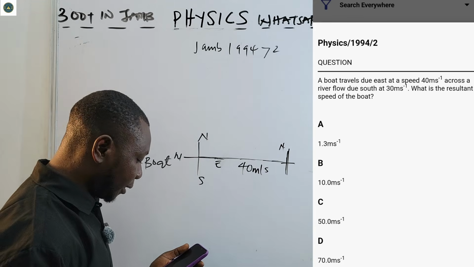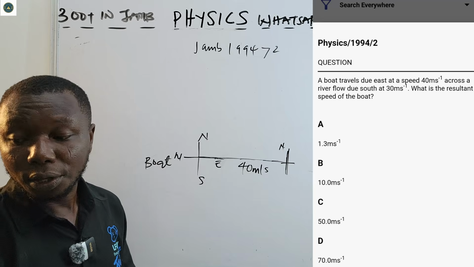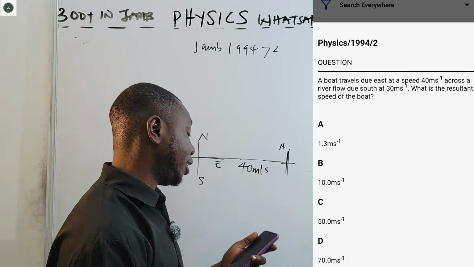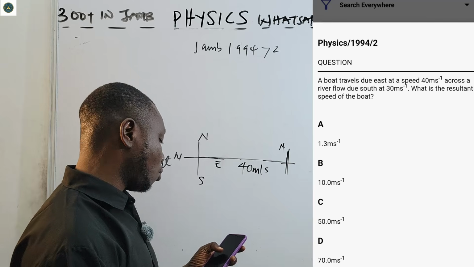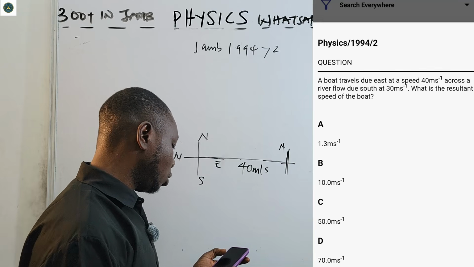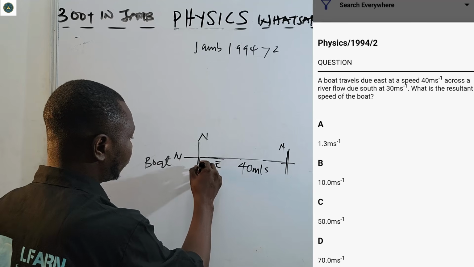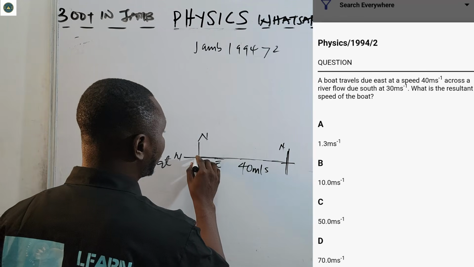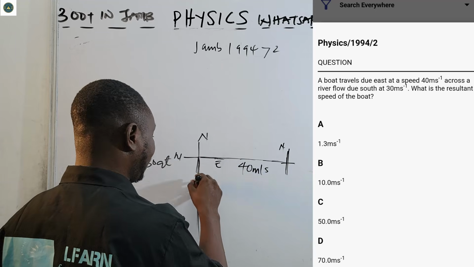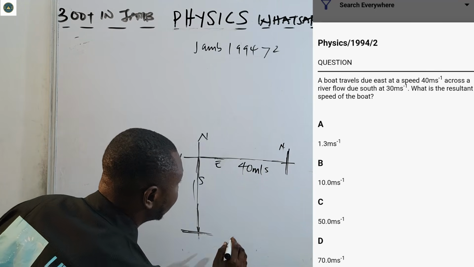Now, the question says, a boat travels due east at a speed of 40 meters per second across a river flowing due south. The river flows due south. The boat moved due east, while the river flows due south. Coming here, you have a new reference point.